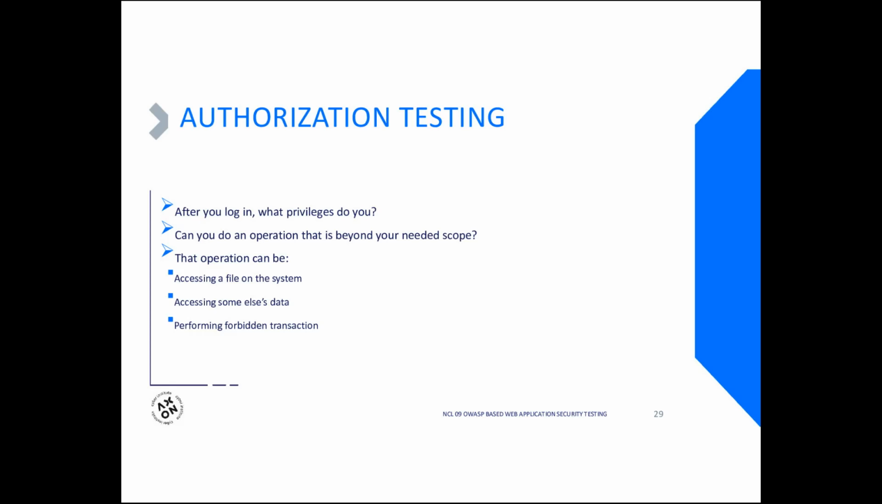The privileges assessment can include things like: can you access a file directly on the system from your privilege? Can you access someone else's data? Can you perform a forbidden transaction? For example, if you are talking about a banking account, can you perform a transaction or money transfer from someone else's account?